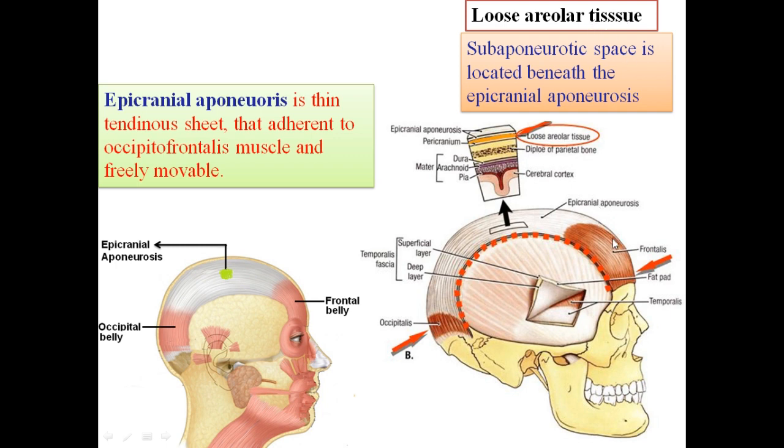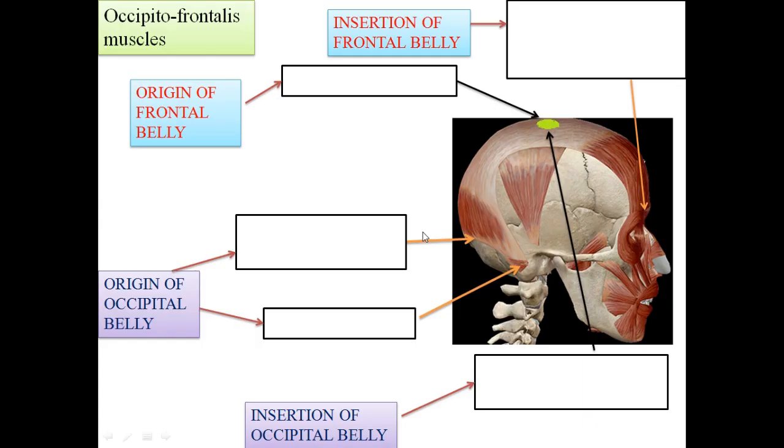And loose areolar tissue, here in this area there is a subaponeurotic space. The subaponeurotic space is occupied by the loose areolar tissue, and in injury of the scalp, the hemorrhage or pus may lodge at the frontalis muscle area or occipital bony part, or sometimes the temporalis muscle area.